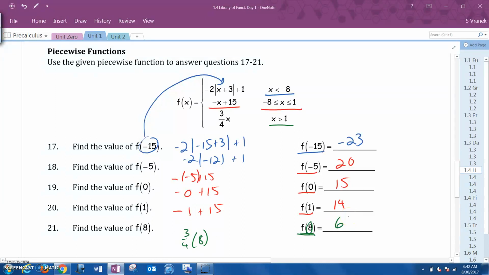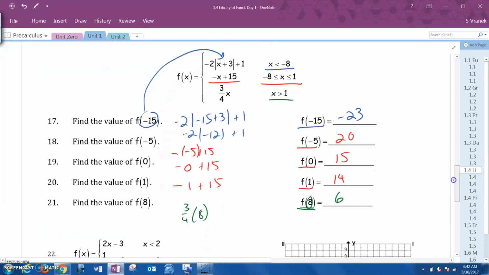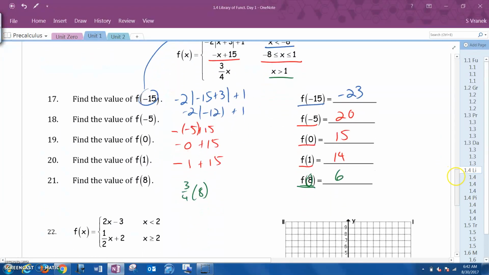Okay? So really you're just plugging numbers into these equations. It's just telling you which equation to use based on your input. There are different inputs based on the domain. So again, if the input was less than 8, we use this equation. If the input was between negative 8 and 1, we use that equation there, the red one. And then if it's greater than 1, we use the green equation. And then we figure out what the values are.